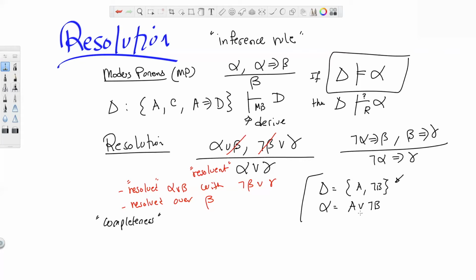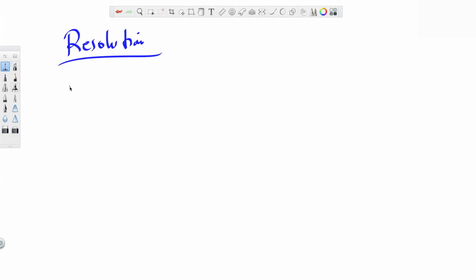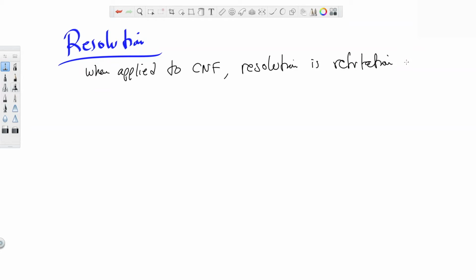However, and this is where it gets interesting, resolution is complete in a particular sense, and we're going to talk more about this in just a little bit. Let me erase something here. In fact, let's just start a new page. So resolution is the following: when applied to CNF, resolution is refutation complete.